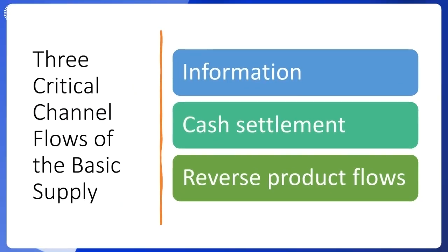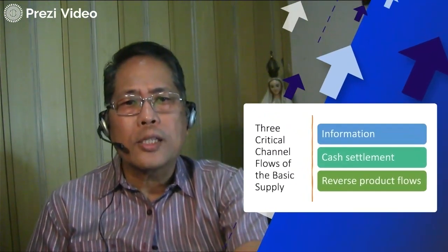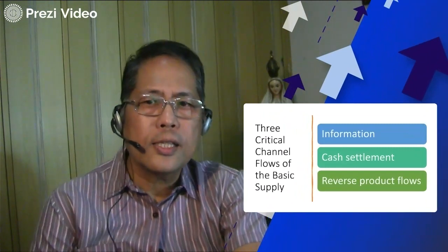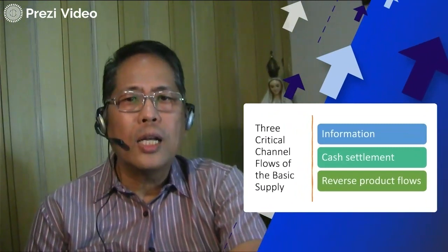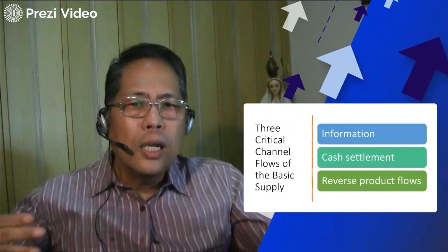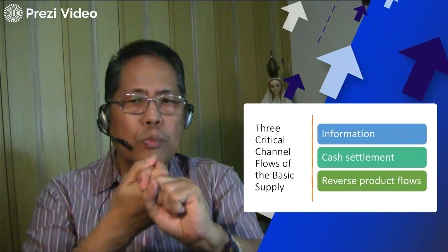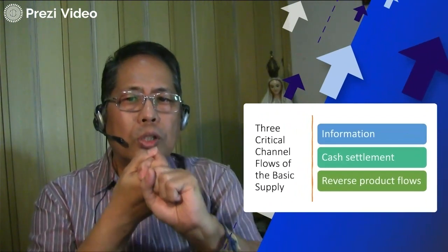This basic product service flow is accompanied by three other critical channel flows, which are information, cash settlement, and reverse product flows. A more complex view extends the reach of the supply chain beyond local trading dyads to encompass a long chain of suppliers linked forward to a producer's seller and a chain of customers linked backward to the producer's sellers.